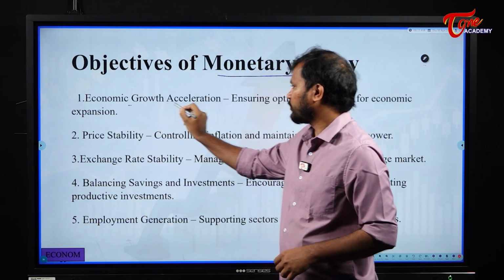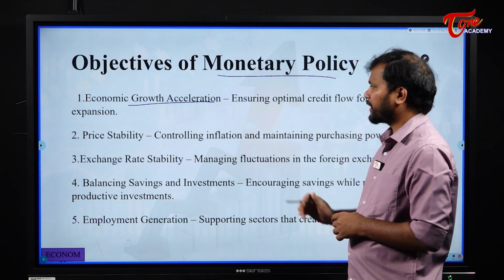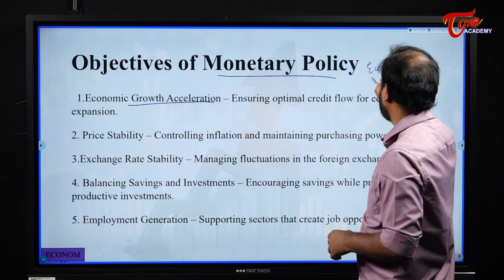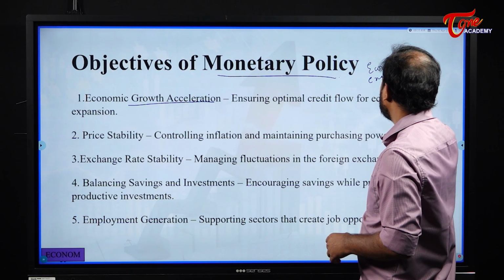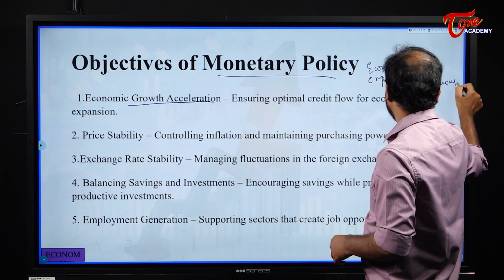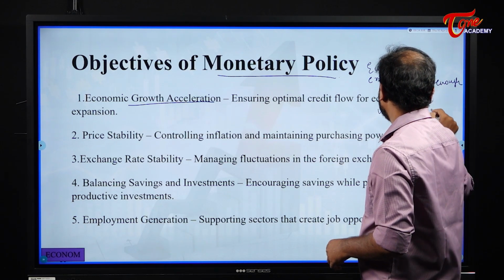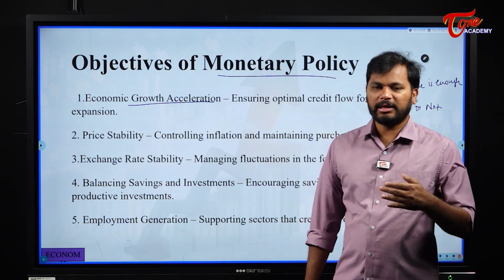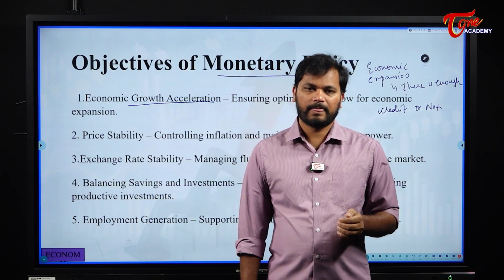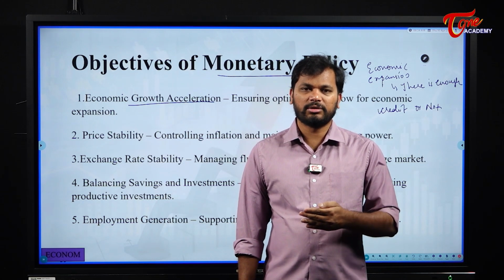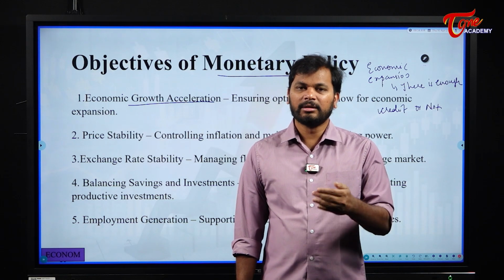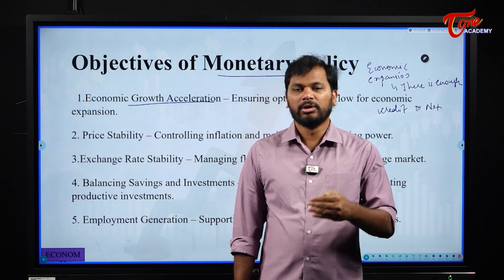Next. Now, the objectives of the monetary policy. First one, economic growth acceleration. Economic growth acceleration is nothing but for the economic expansion. Is there enough credit or not? Is there enough availability of money for the economic expansion? If there is not enough credit, or there are no investments within the market for the economic expansion or the economic growth, then the economy will not develop. There is no growth in the economy.